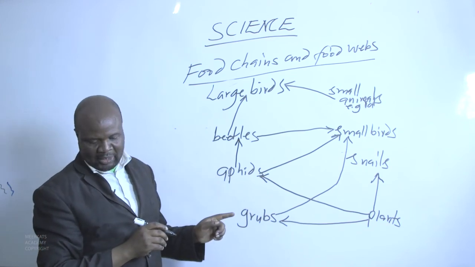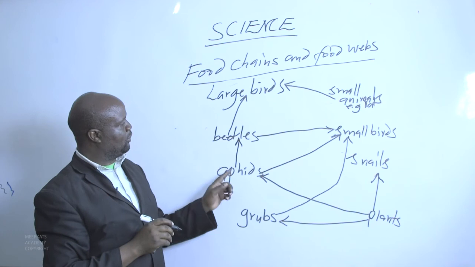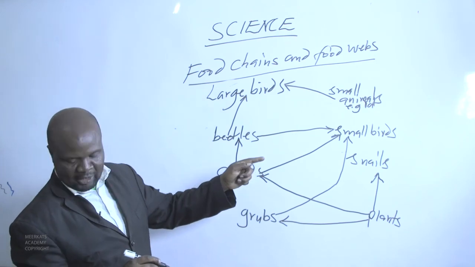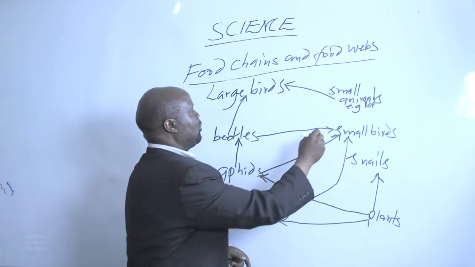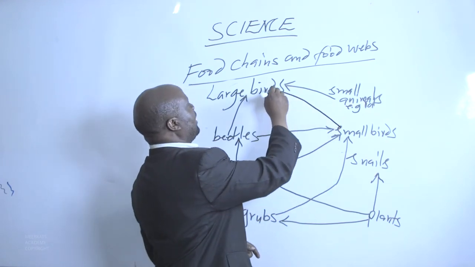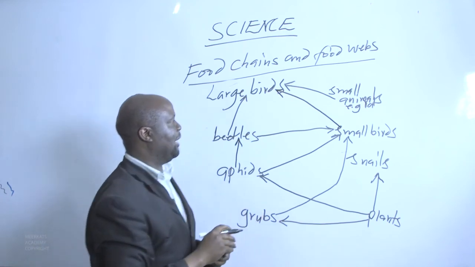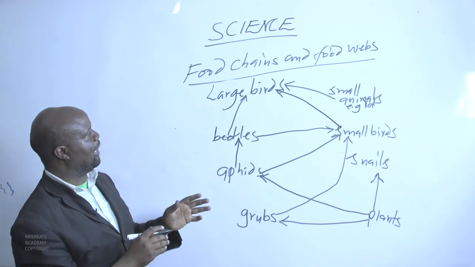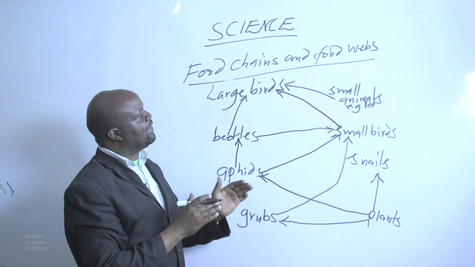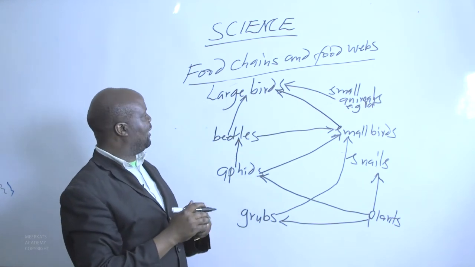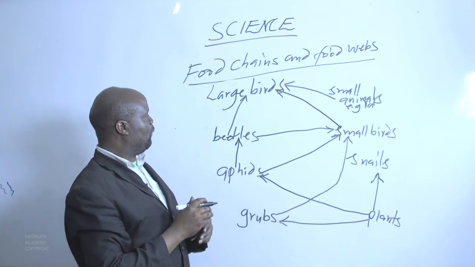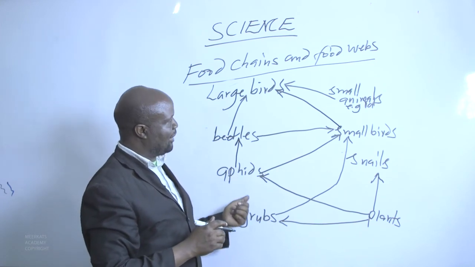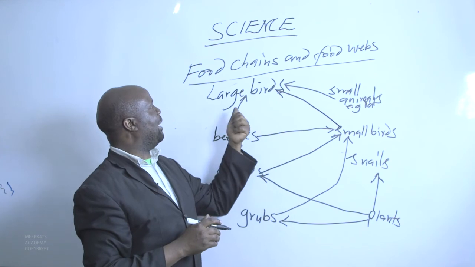And then, grubs are only eaten by the small birds. So aphids can be eaten by beetles, and then the beetles can be eaten by the small birds. Then small birds can be eaten by larger birds. So we can have an arrow from small birds pointing towards the larger birds. So we can see the interrelationship of the food chain that is being shown here, meaning that animals can be eaten by several predators, and you can find some of the predators are also eaten by others. For instance, we can see that small birds are eating beetles, they are eating insects like aphids and grubs, but the same small birds are being eaten by larger birds.